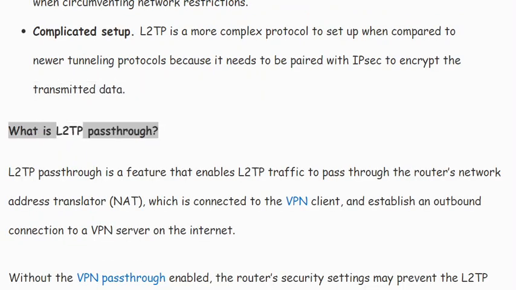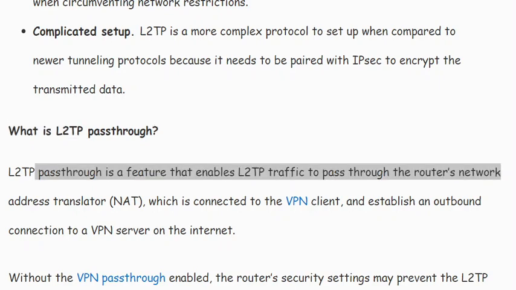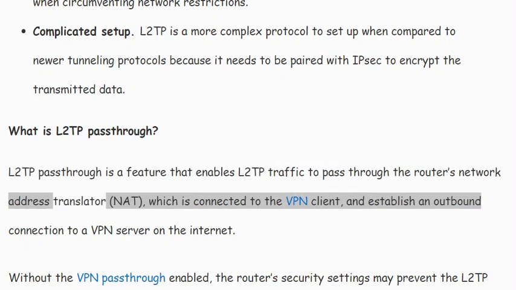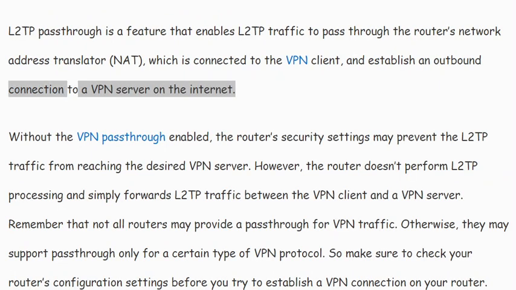What is L2TP pass-through? L2TP pass-through is a feature that enables L2TP traffic to pass through the router's network address translator (NAT), which is connected to the VPN client, and establish an outbound connection to a VPN server on the Internet.